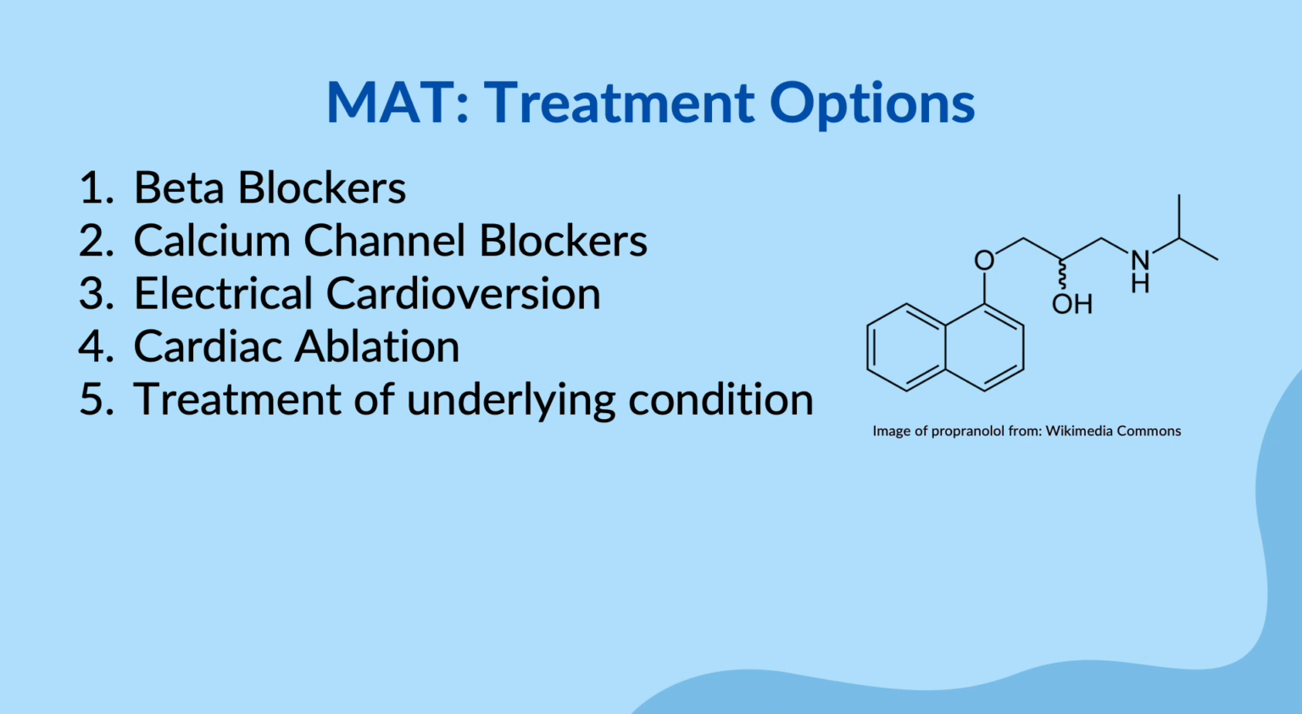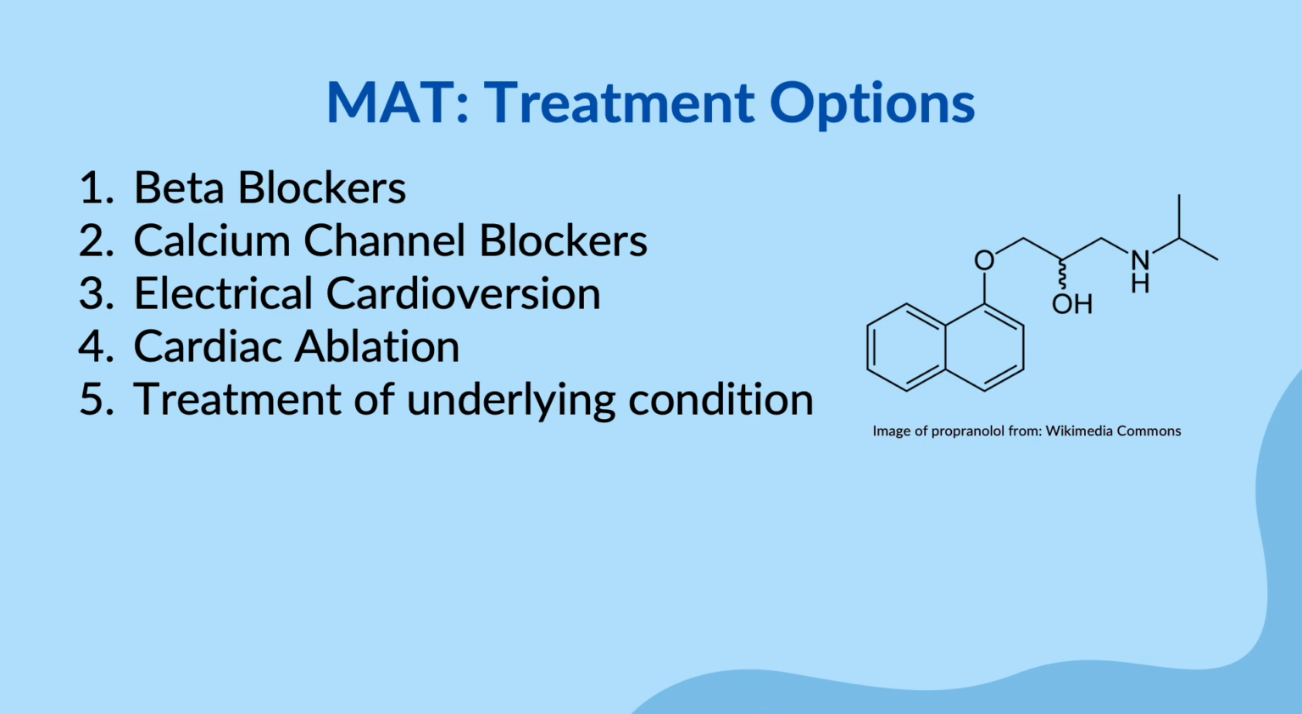Treatment for multifocal atrial tachycardia may involve a combination of medications, electrical therapy, and in some cases, surgical procedures. Medications used to treat multifocal atrial tachycardia include beta blockers and calcium channel blockers, which slow down the heart rate and help to restore normal heart rhythm.